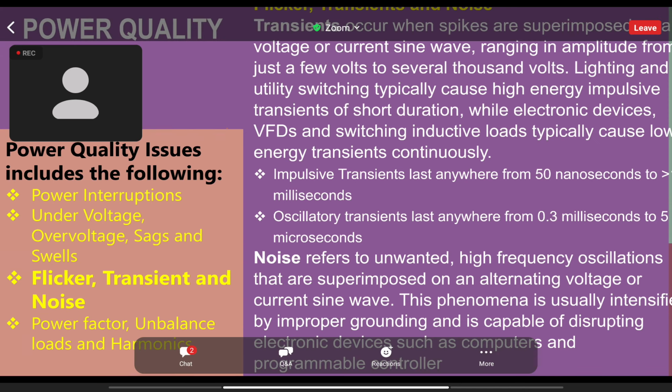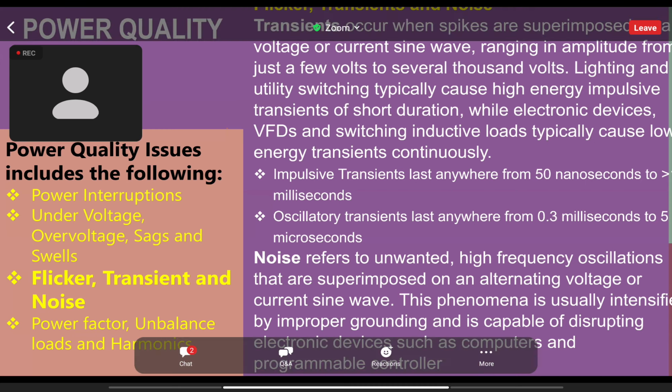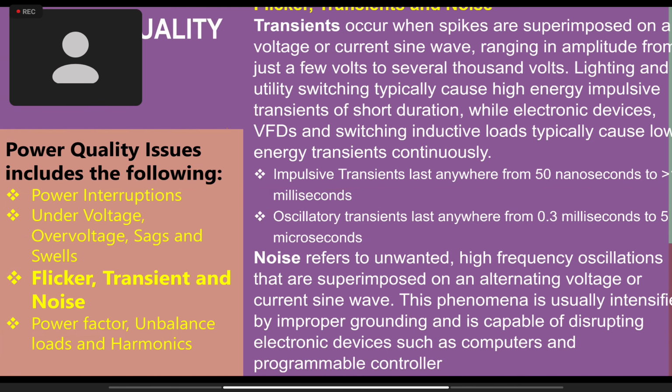The other type of transient is oscillatory transient. So it would last anywhere between 0.3 milliseconds to 5 microseconds. Now, oscillatory, parang repetitive, no? Repetitive. Now, pagka ganun ang transient mo, between 0.3 milliseconds to 5 milliseconds, tapos pabalik-balik at same magnitude, that is oscillatory. Okay. Third type, we have the noise. It refers to the unwanted high-frequency oscillations. Usually ito nasa related to harmonics.